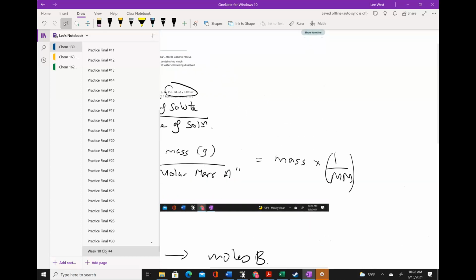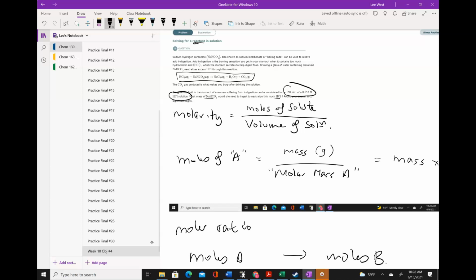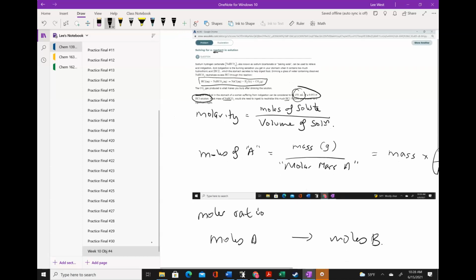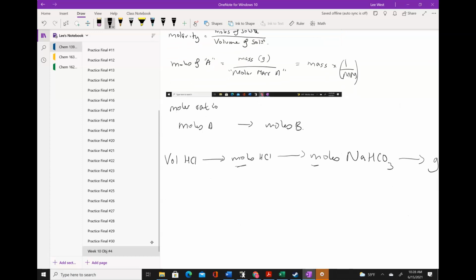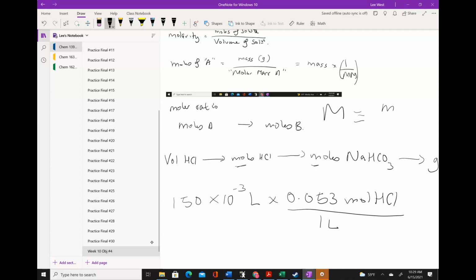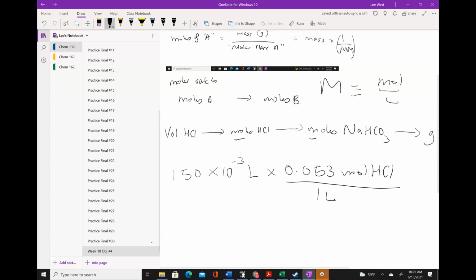So let's see how we're going to do this. It was 150 milliliters of hydrochloric acid, and the concentration was 0.053 moles per liter. So 150, and then instead of writing milli, I'm going to write 10 to the minus 3. Remember, milli just means times 10 to the minus 3 liters, and then the concentration of HCl is 0.053 mole of HCl for every 1 liter. That's what that uppercase M means. Uppercase M is the same as writing moles per liter. And you can see that that does my first conversion.